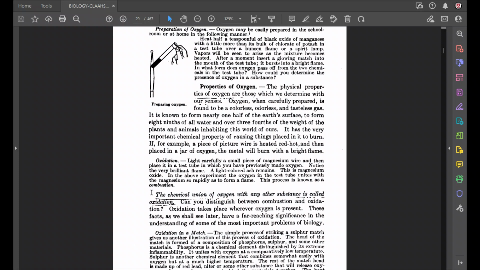All right, we talked about oxidation. We had a definition for oxidation. The chemical union of oxygen with any other substance is called oxidation. And we said oxidation has a number of different forms, right? What's one form of oxidation we talked about? Iron forms rust. Rust. Okay, good. Rust is one. What's another form of oxidation?